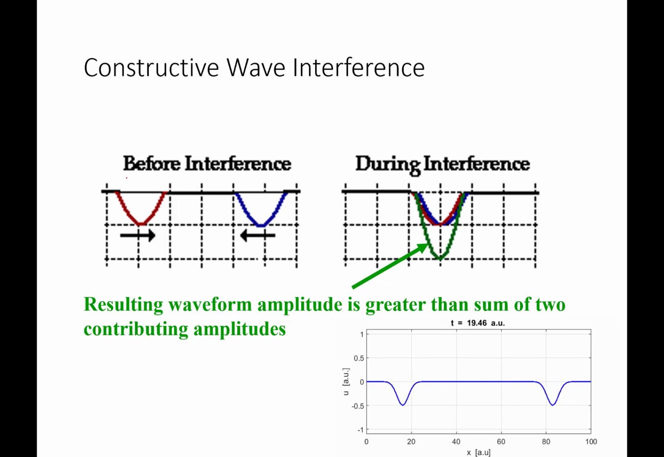Since the amplitude of this first one was -1, the amplitude of the second one was -1, the amplitude of the resultant wave, what we actually see, is going to be a pulse of -2, just for the moment that they overlap. And we can also see this down here. When these waves overlap, we get an amplitude of double the original pulse. So for constructive interference, the resulting amplitude is greater than the sum of the two contributing amplitudes. We get a bigger wave, basically, because our starting waves are the same sign.